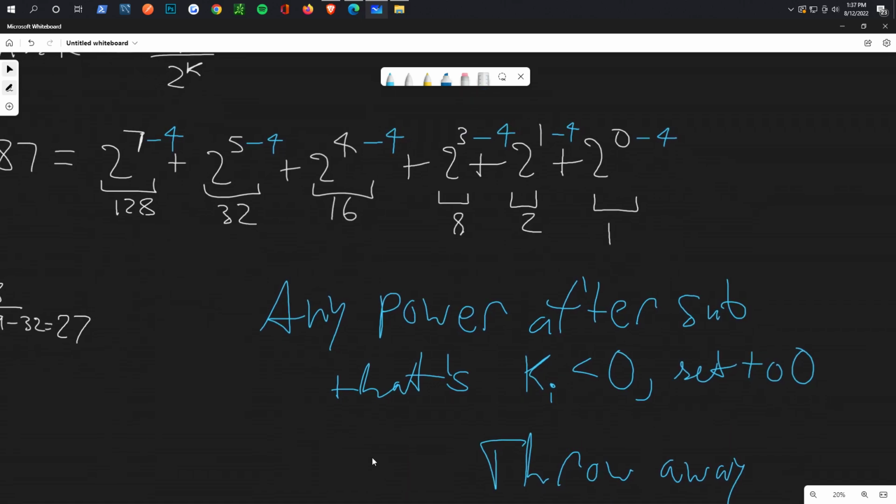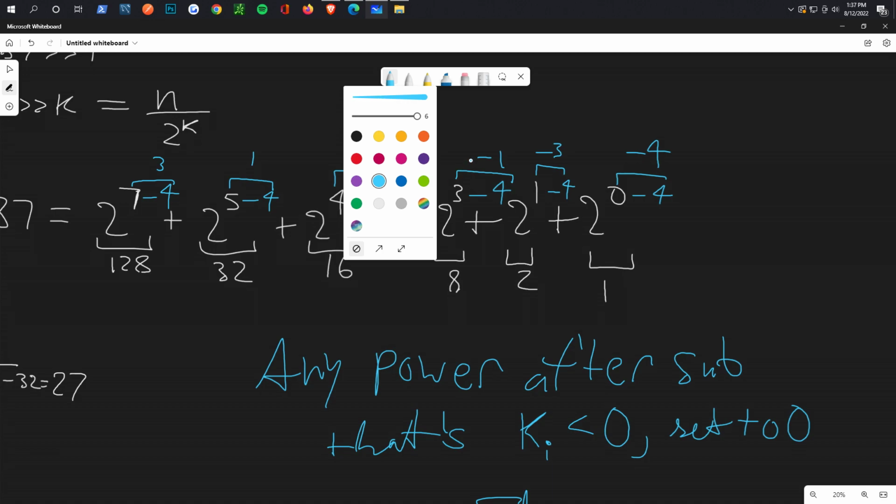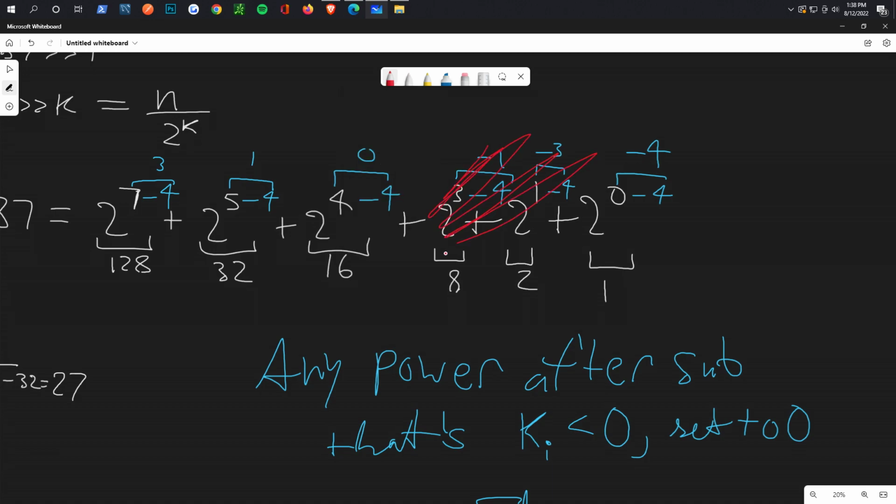So what that's going to look like, let's just calculate this. It's going to end up being 3, it's going to end up being 1, this is going to end up being 0, and this is where we're going to get -1, -3, and then -4. So all of these, we're going to throw out. Let's just put this in red. We don't care about them anymore.